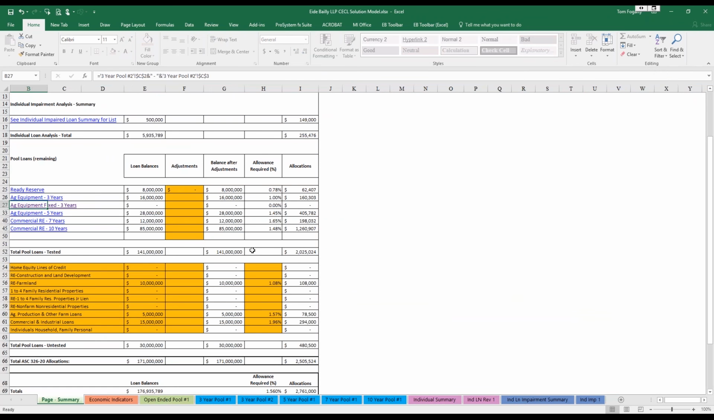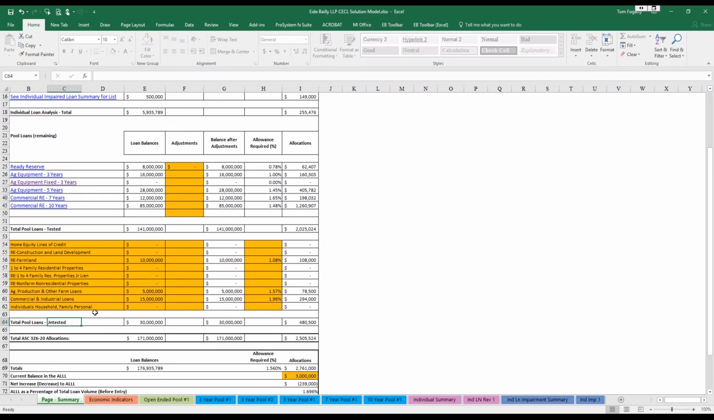Eide Bailly's CECL model also includes an optional area to apply allowance factors from tested loan pools to untested loan pools. By untested loan pools, we mean pools of loans for which historical loan losses and qualitative factors have not been analyzed.